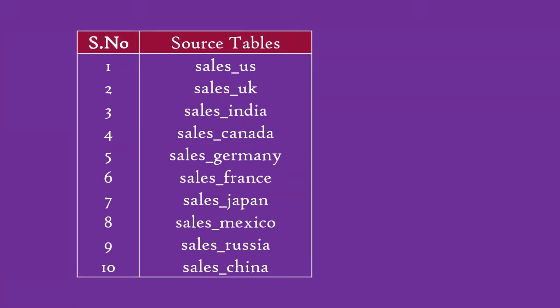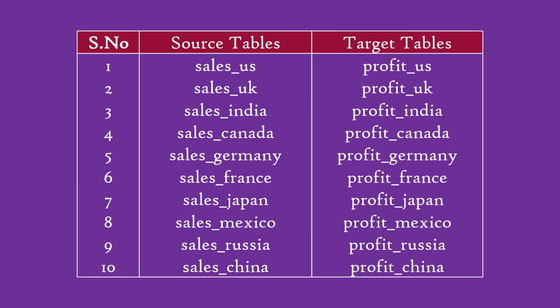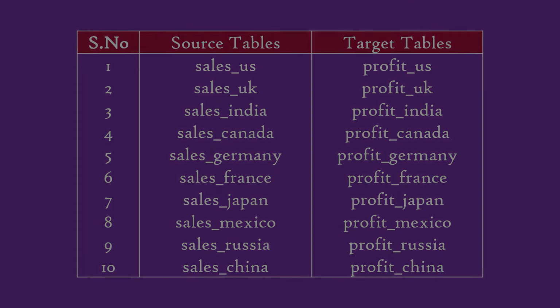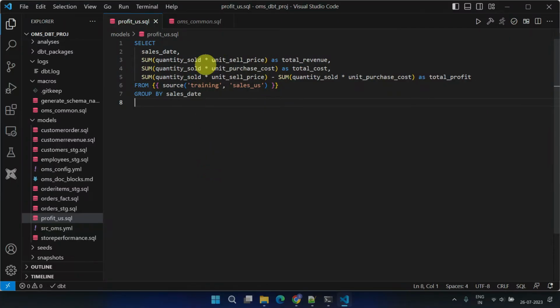However, what if you have 10 separate tables that follow the same table structure, and you're asked to create corresponding profit models for each of those? Would you repeat this logic in 10 different DBT models? And what if my profit table requirements evolve, leading to future change requests? That's where macros come to the rescue. Instead of repeating the same logic in multiple places, we can standardize it into a single macro.